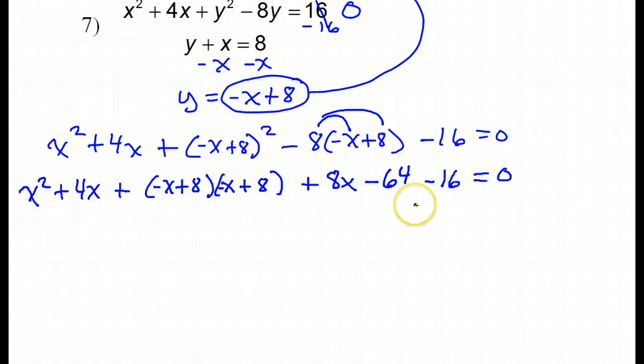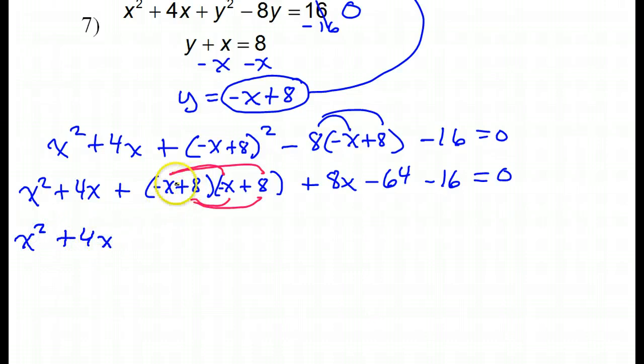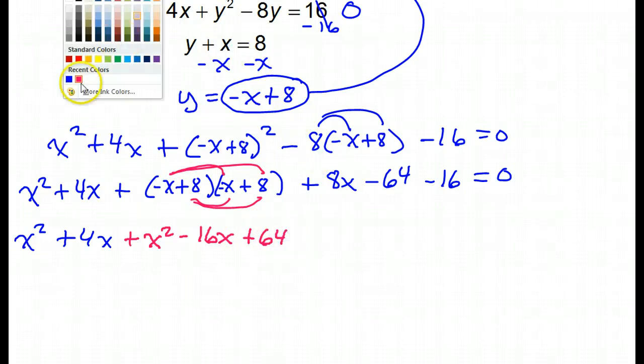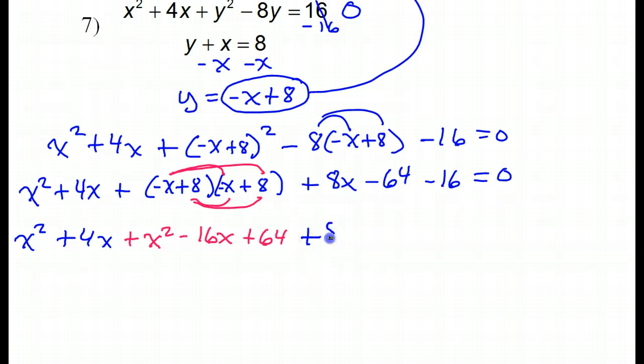Okay, kabam. So I need to double distribute in this area right here. Okay, so that's going to give me x squared plus 4x. Now, okay, let me do this in pink. So negative times negative is a positive, so that'll be positive x squared. All right, negative x times 8 is a negative 8x. And then the same thing happens again in here, another negative 8x. So that's negative 16x. All right, and then 8 times 8 is 64, so plus 64. And then the rest of it I just bring down. So I have plus 8x.